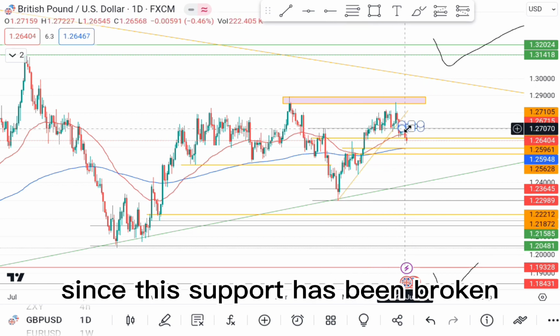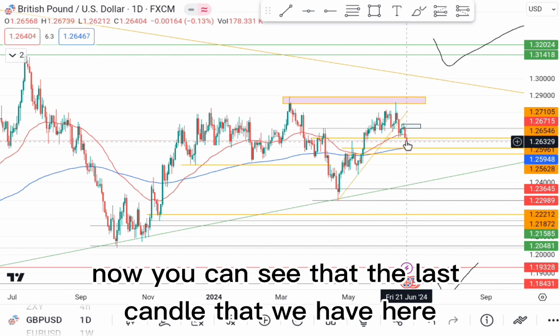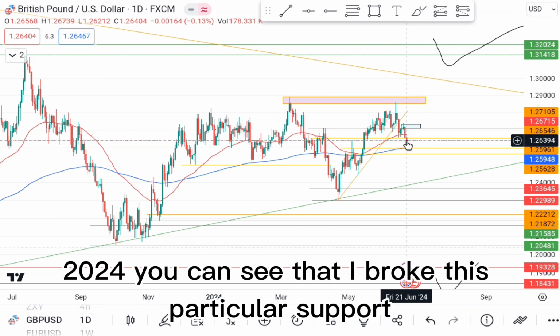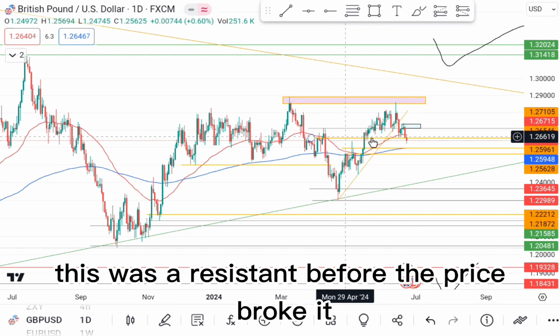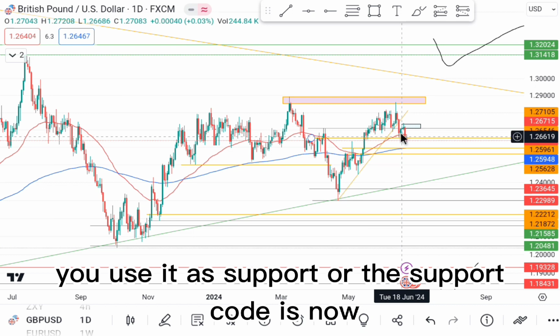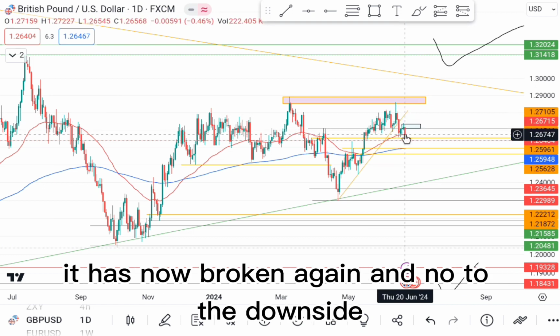Since this support has been broken, you can see that the last candle we have here, the Friday candle of June 21, 2024, broke this particular support. This was a resistance before. The price broke it and used it as support, but the support could not hold. It has now broken again to the downside.